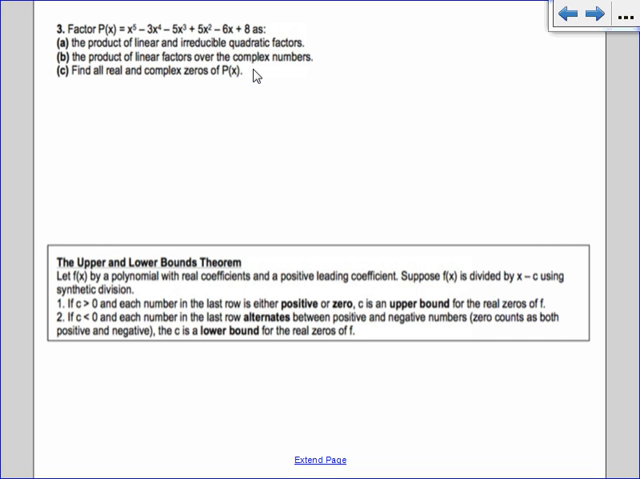This time it gives us a polynomial, and it says, write the polynomial as the product of linear and irreducible quadratic factors. And then it says, what about the product of linear factors over the complex numbers? And then we're going to find all real and complex zeros, meaning that there's probably zeros that involve i.